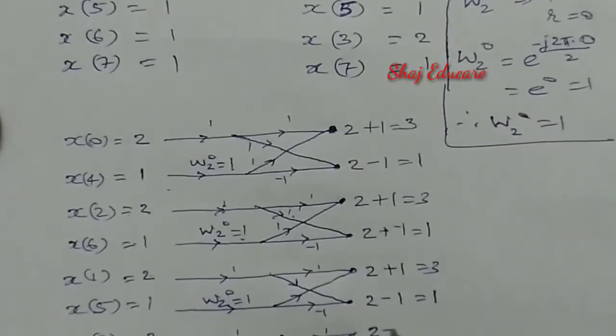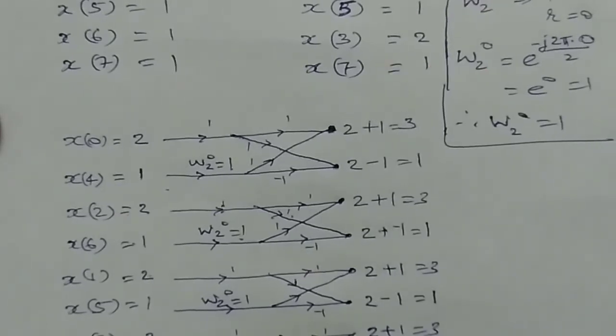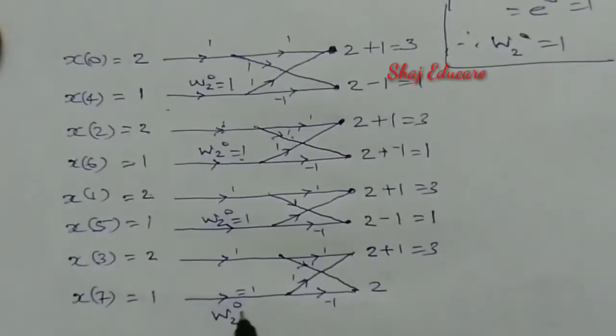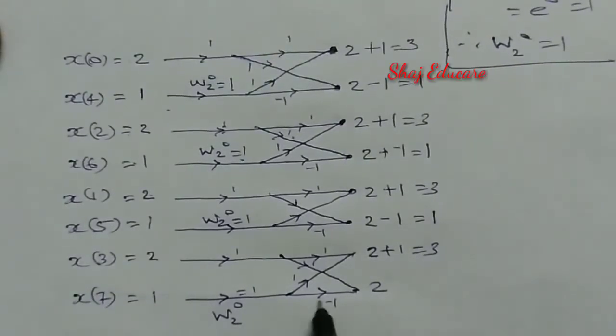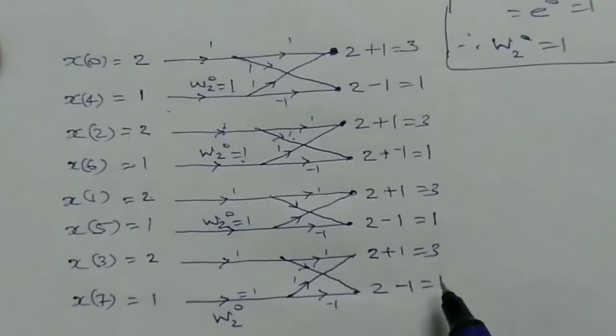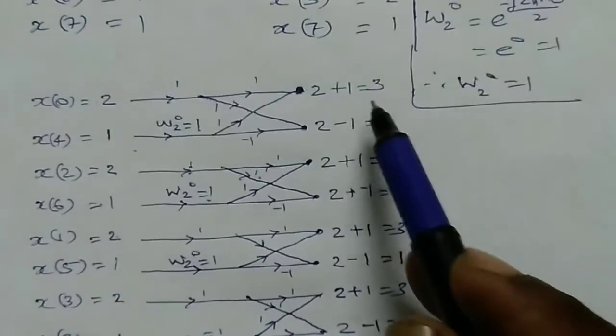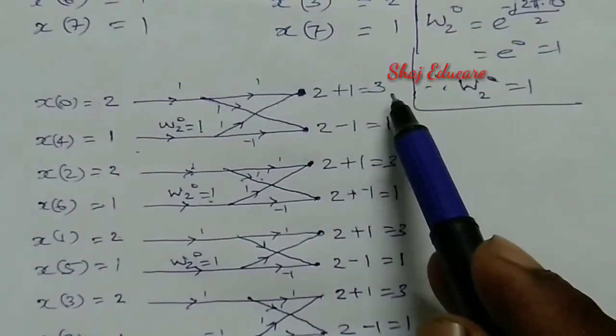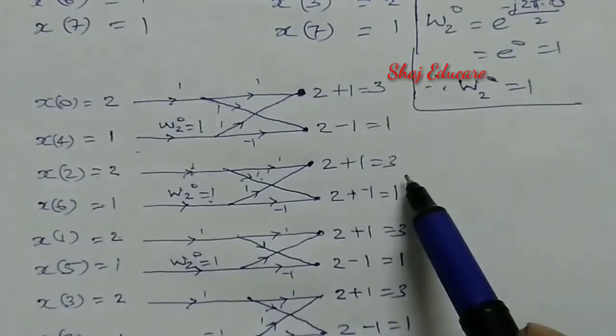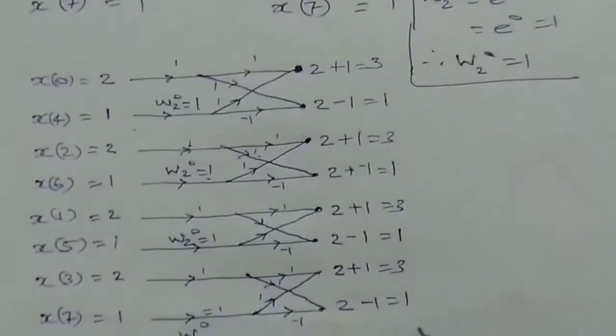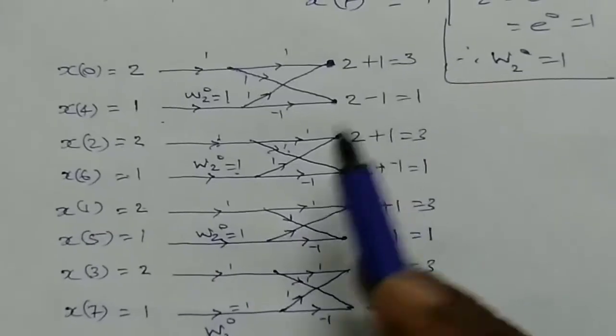Here we have 2 plus 1 is equal to 3, and here also we have 2 minus 1 become 1 itself. And now the output of the first stage is equal to 3 1 3 1 3 1 3 1 3 1. Okay, now the first step is over.